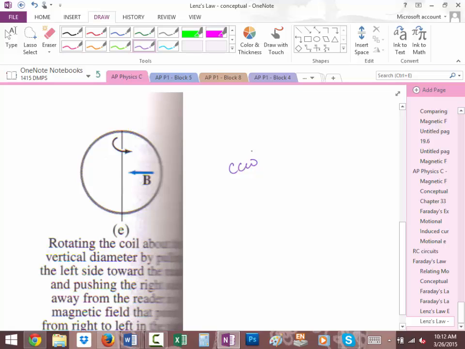So if we're looking at this face again, it's getting bigger, so we need something going this way. But then what happens? It starts decreasing, so now it wants stuff going this way. So that's going to be clockwise.